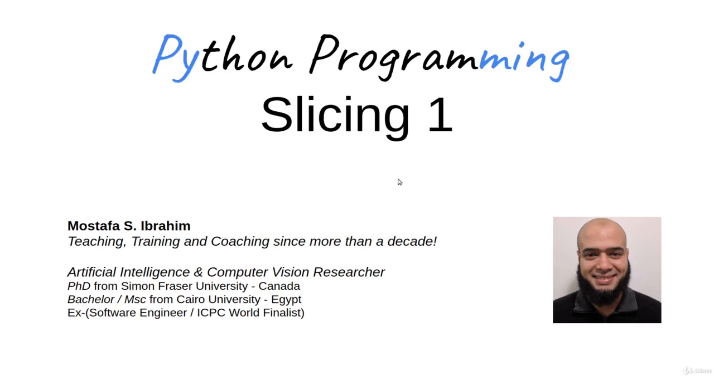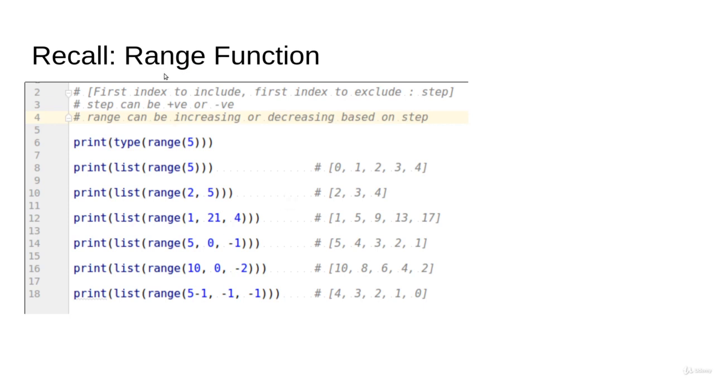One of the very powerful features in Python is slicing, which is a feature available for lists, strings, and tuples. So today we'll learn more about it. Remember the range function. In the range function, we provide an index which will be the first index to include, and an index which will be the first index to exclude. We can also provide a step, which can be positive or negative.